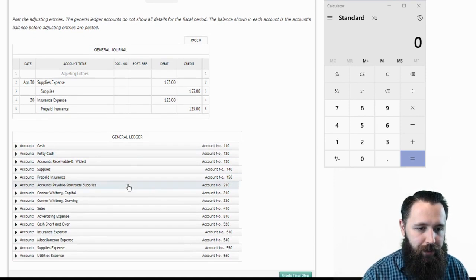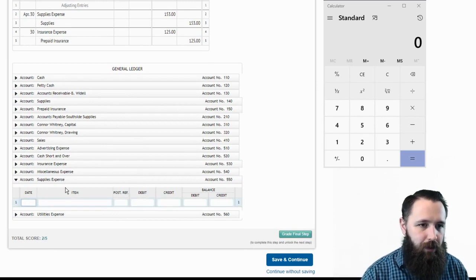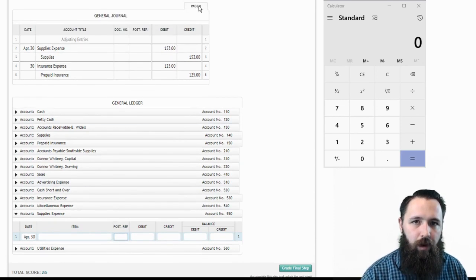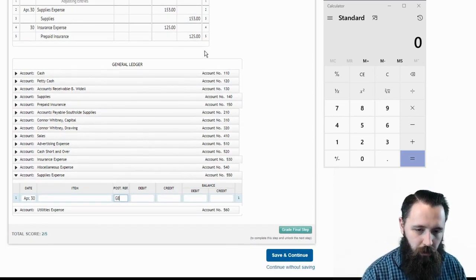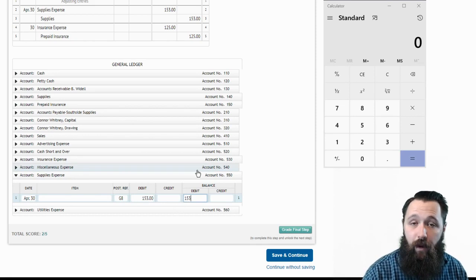So let's go ahead here, and we have supplies expense first. So let's go into supplies expense, way down here. And what are we doing? We're going to put in the date. Okay, so let's put in April 30th. Nothing needs to be in the item. Post reference, we're going to put journal number 8. And is this a debit or credit? Well, it's a debit of 153. There's no other balance, so this debit of 153 becomes the balance.